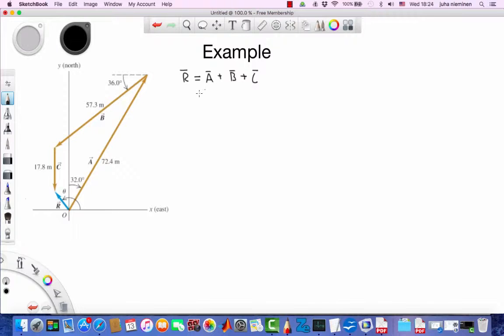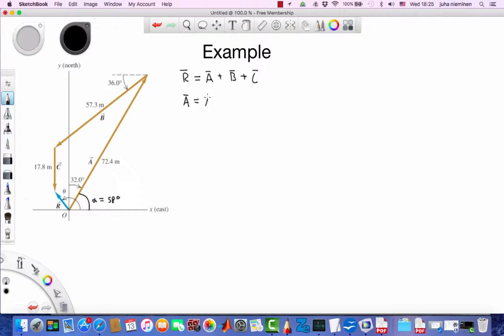And like I explained earlier, we need to get the individual components of all these vectors and then add them together to get the answer. We don't know the individual components, but we do know the angles that these vectors make with the x-axis. So, for example, vector A. We know that the angle over here is 32 degrees, so the angle here, let's call this angle alpha, is 58 degrees.